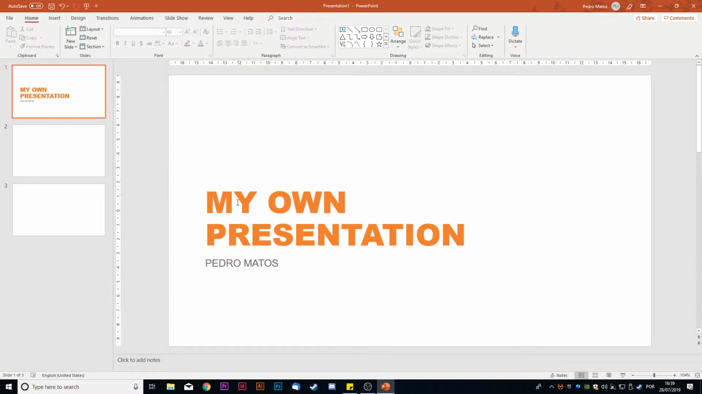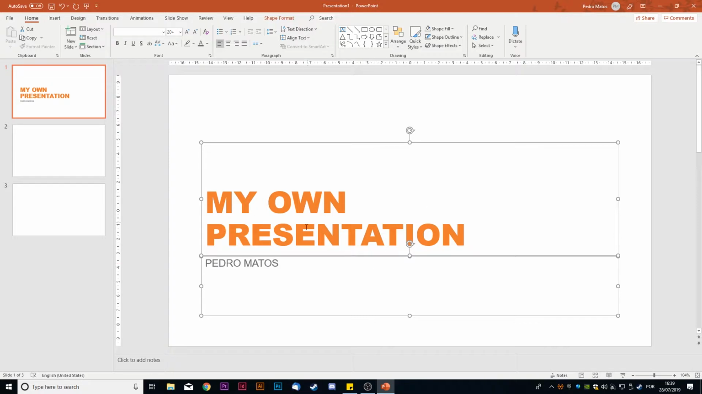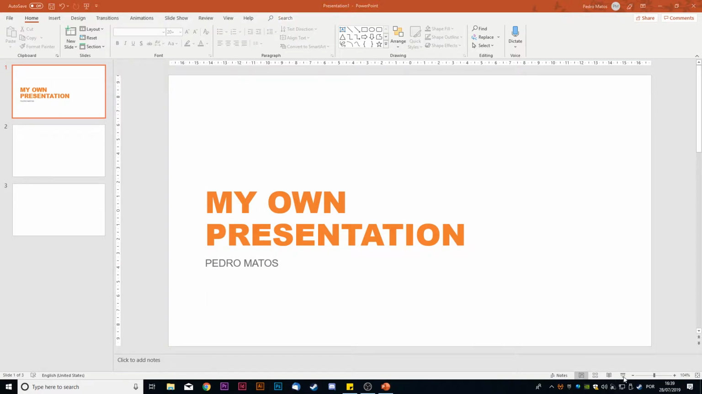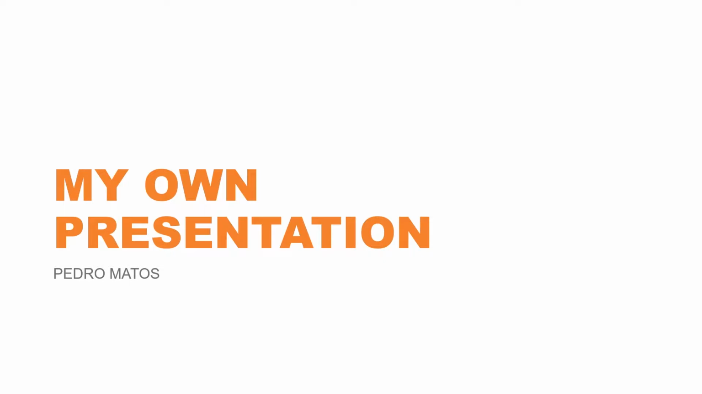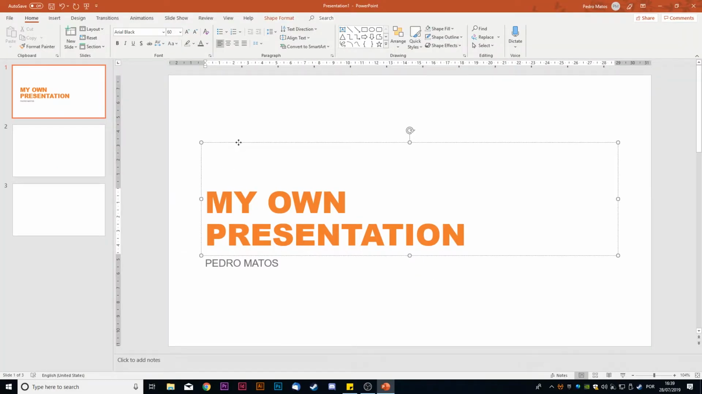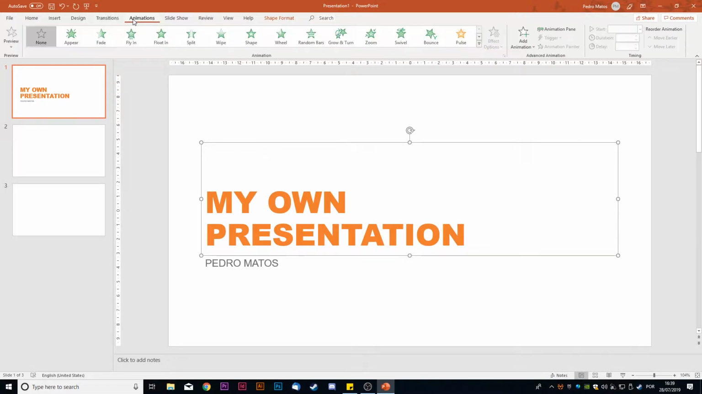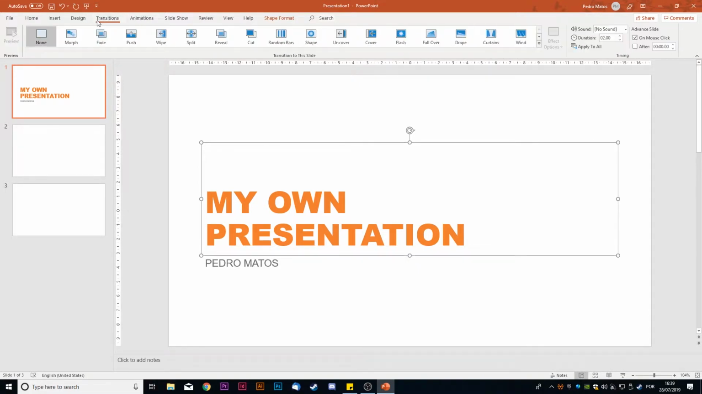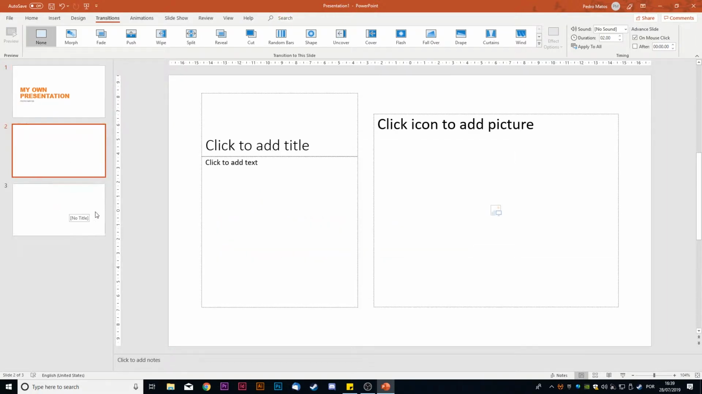First of all, I'm going to animate these two blocks here, my own presentation and Pedro Matos, because I don't want this to open and be static. I don't want them to just appear here without any reason, like it seems like just a piece of paper but digitally with text on it. I don't want that. So I want my own presentation to be animated, not a transition. Transitions are for slides, for this slide to go out and the second slide to come in.